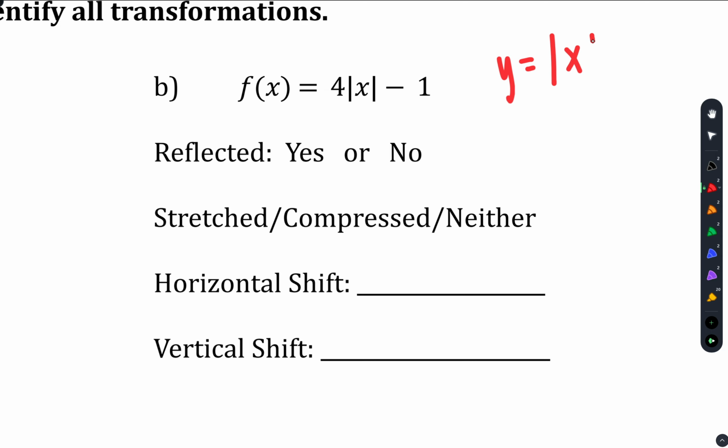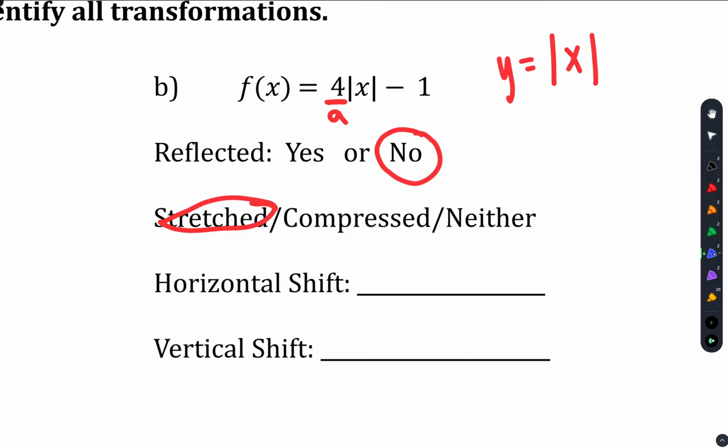Absolute value of x. That's my parent function. So then everything else is added on. This first part, the 4, that's my a value. So is it reflected? Is it stretched, compressed, or neither? Stretched because it's bigger than 1.